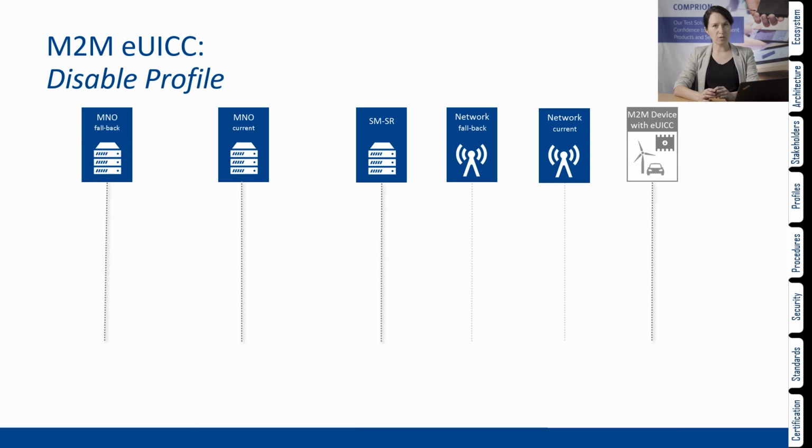Okay, let's go to the next procedure, the disabling of the profile. The steps are almost the same. Here we have the MNO with a fallback profile. This is the regular case: the MNO with a fallback profile is required because we always need a profile being enabled. And then the current MNO, the actually enabled MNO, the SMSR, the network, which is the current network, and the EUICC with the device for sure.